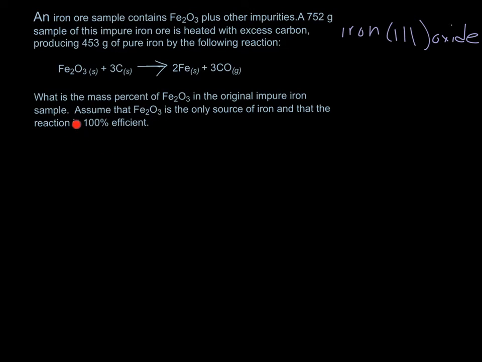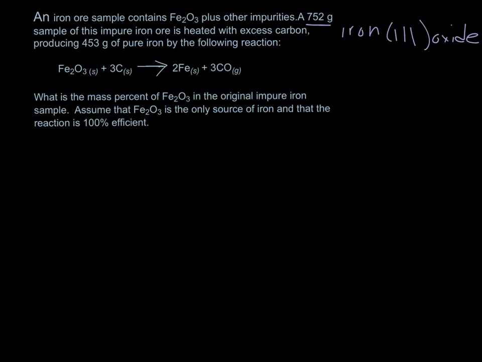So we get to assume that it's 100. It's theoretical and its actual yield is 100%, even though that wouldn't really happen. Okay, so the first thing we're going to do here, this seems to me to be a complex problem. So when I have a complex problem, I write down the information that I'm given. I am given that I have 752 grams of an impure iron ore.